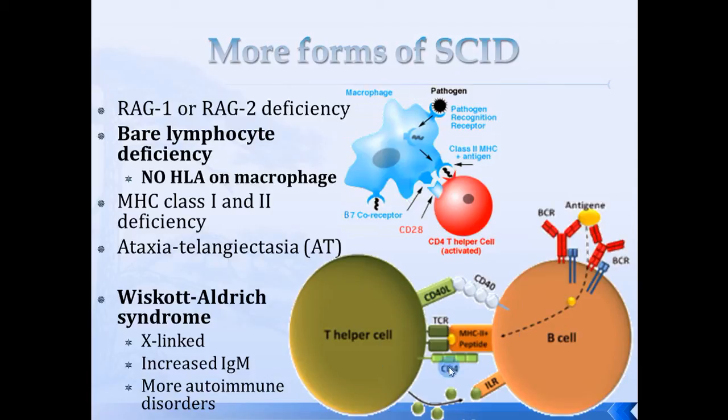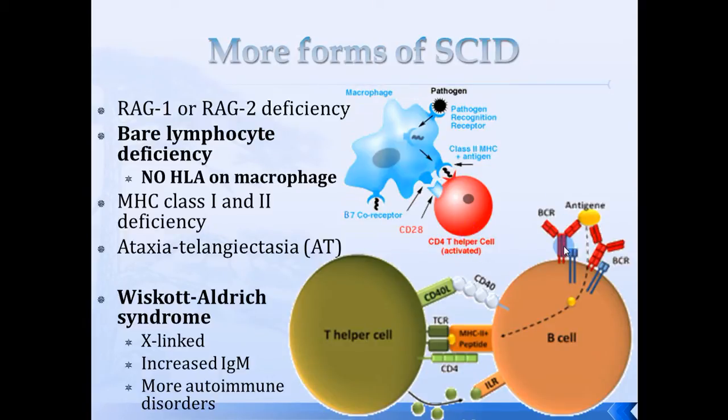And the main point with these pictures is to look at all of these different communication structures. Any of these forms of SCID can affect any of those. So it could be the T cell receptors, it could be the MHCs, it can be a CD4 receptor, CD40, it can be an interleukin receptor. It can even be antigen binding. It can be the MHCs over on the macrophage. It can be any of these things at all.